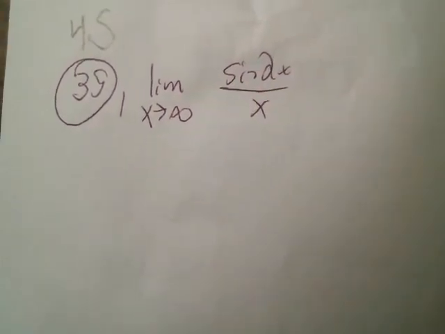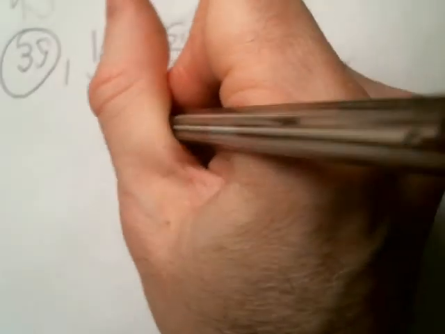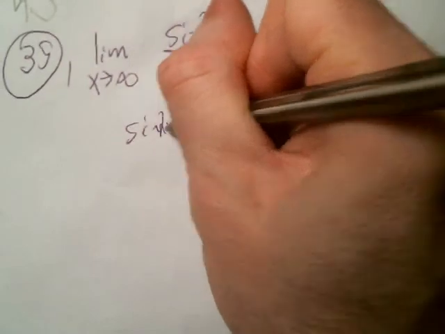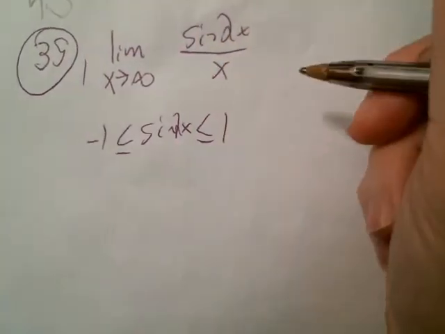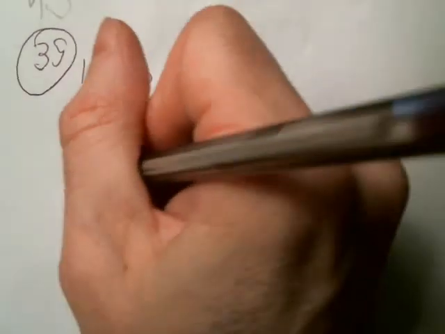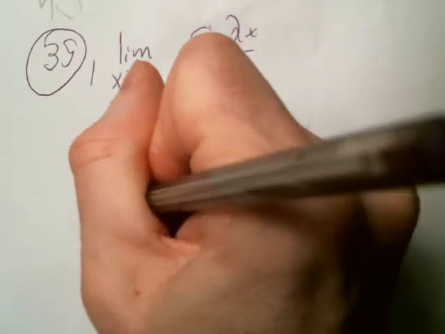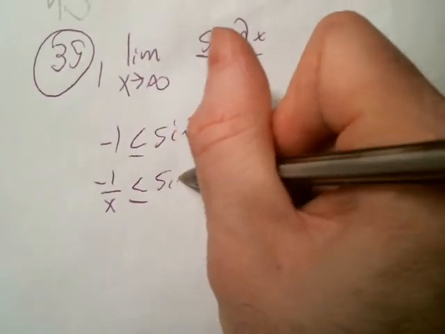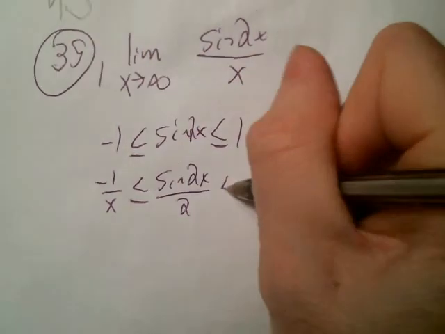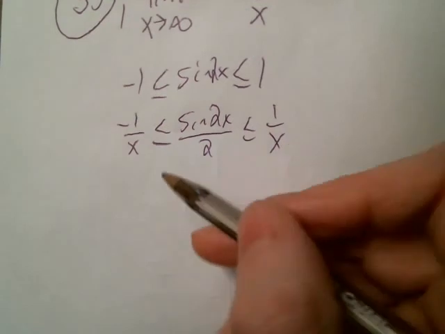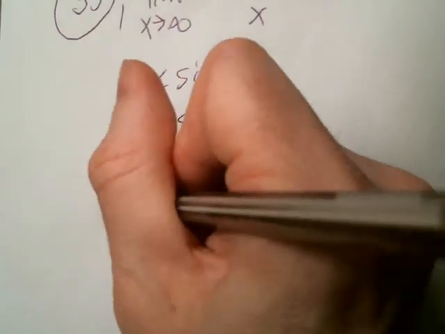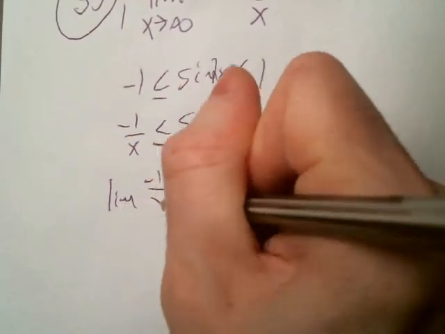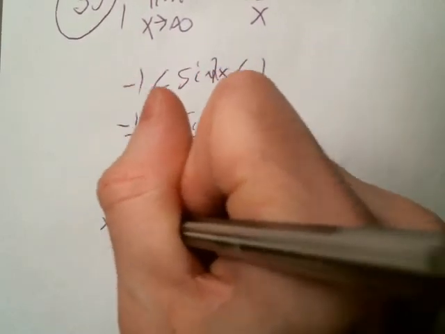Okay, so note that sine of x or sine of 2x or sine of whatever x is in between -1 and 1. Supposing x is not 0, you can divide all of the sides of this inequality by x. And then if the limit of the two outer parts are the same, it forces this limit to be the same. Okay, so note the limit of -1 over x as x goes to infinity.